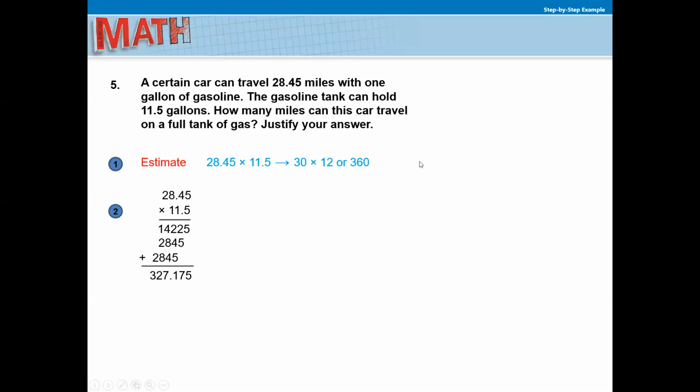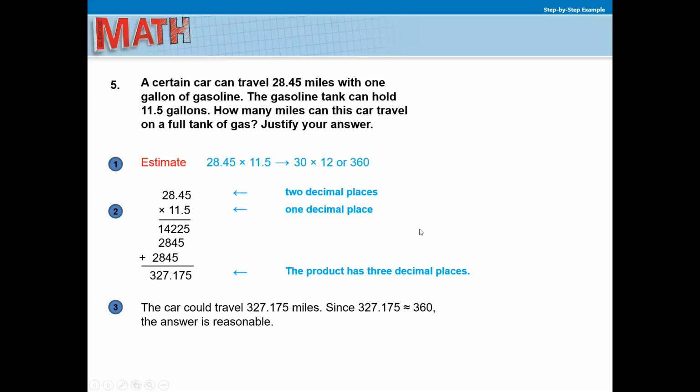28 45 hundredths times 11 5/10. They multiplied, all 3 digits, add those up. I have 1, 2, 3 digits in the product. 2 plus 1 is 3. The product has 3 decimal places. We didn't have to annex a 0 this time. The car could travel 327 175 thousandths miles. Since 327 175 thousandths is approximately 360, the answer is reasonable.